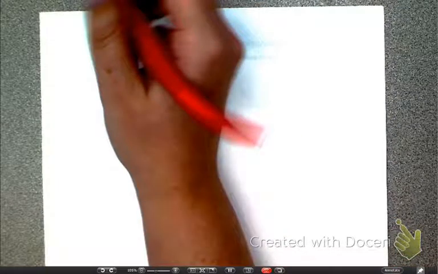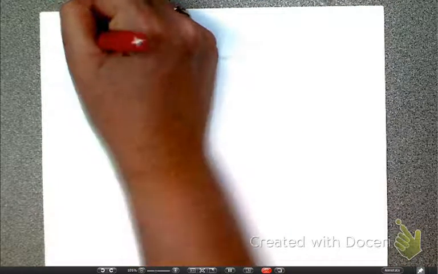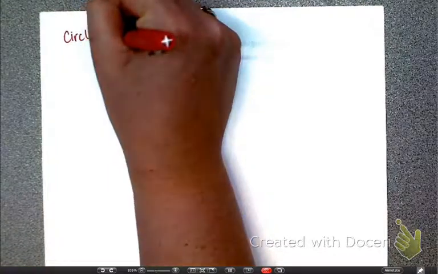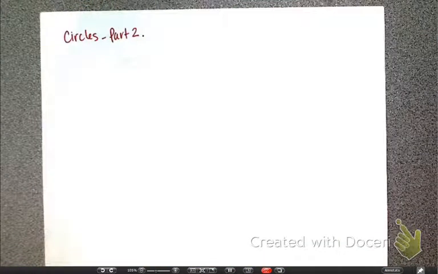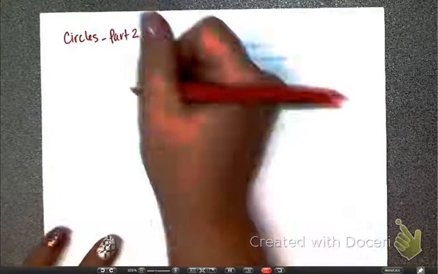So this is going to be our circles part 2 stuff. Okay, there are 2 different things that you have to look for when you are solving for circle problems: whether or not we're solving for pieces of a segment or solving for arcs and angles. Okay, so we're going to start with segments.